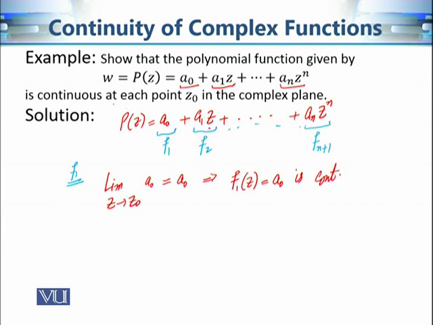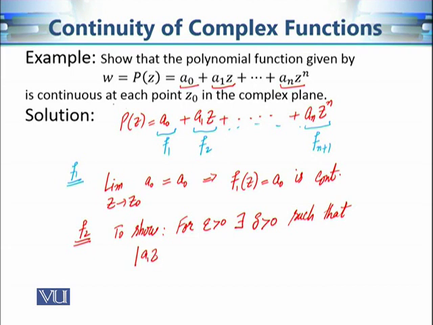So now in the second part we are going to prove that this function f2 is continuous. So how do we prove that? Now we are going to use the epsilon delta definition. So what do we need to show? For epsilon greater than 0, there exists delta greater than 0 such that the distance between a1z and the functional value at z0, which is going to be a1z0, is less than epsilon whenever the distance between z and z0 is less than delta, and of course greater than 0.